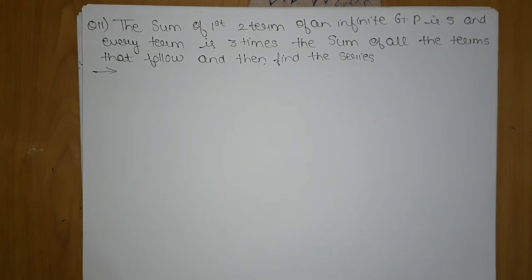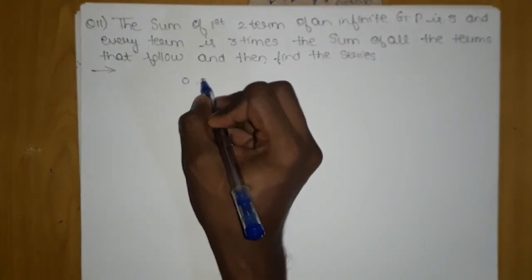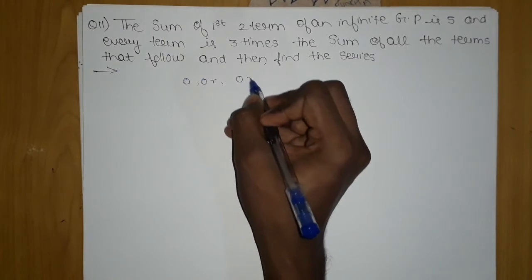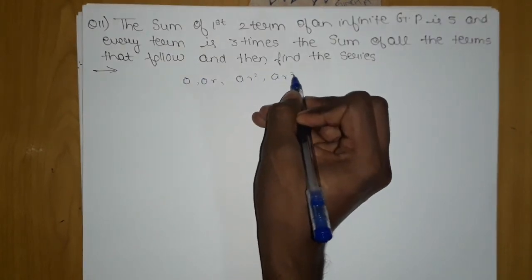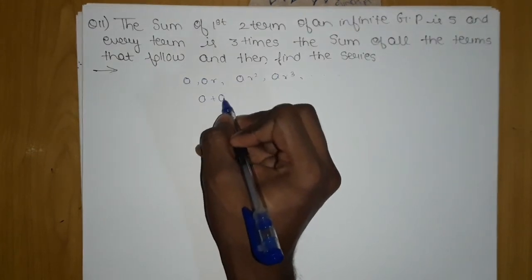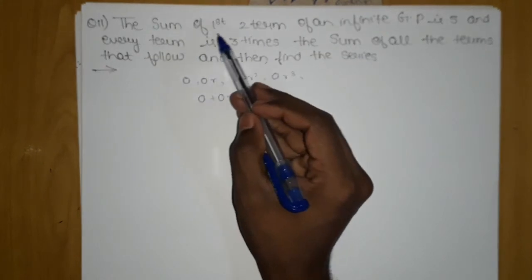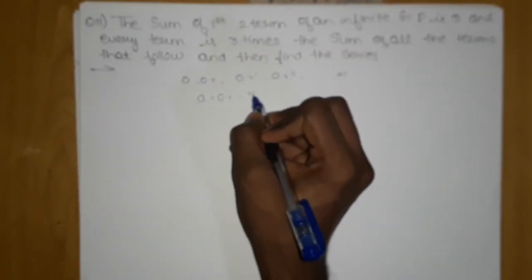I told you, you should understand the language of the chapter. If you understood that question, then you will understand this question. So let me take a GP: a, ar, ar square, ar cube, and so on. The sum of the first two terms means a plus ar, of an infinite GP going to infinity, is equal to 5. Okay, we got this.